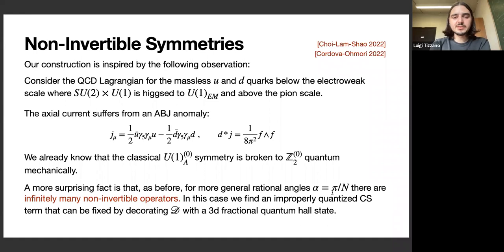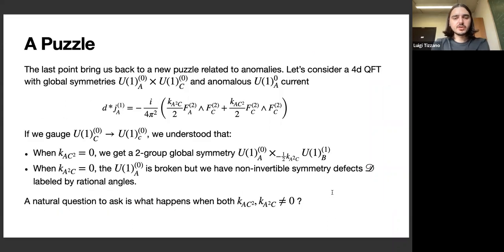But this last point then raises a further puzzle that one could ask. So at the beginning, we talked about the general structure of theories and their anomalies. And so then we could go back and try again to look at anomalies in 4 dimensions and consider a QFT in 4 dimensions that has two symmetries, U(1)_A and U(1)_C, and an anomalous U(1)_A current, where we pick this theory in such a way that there is no cubic anomaly for now, for simplicity.